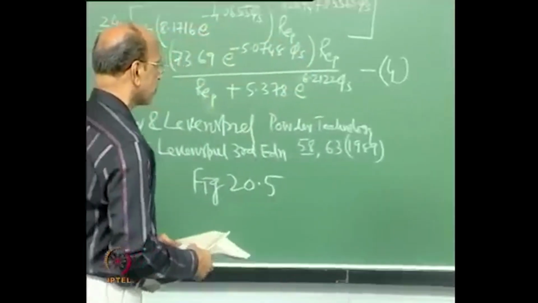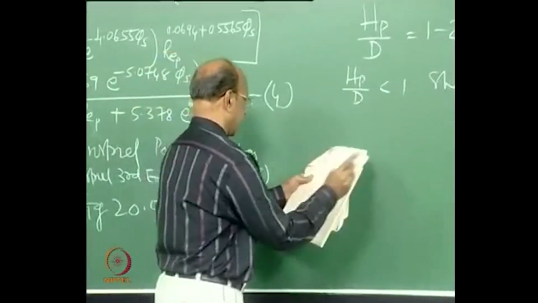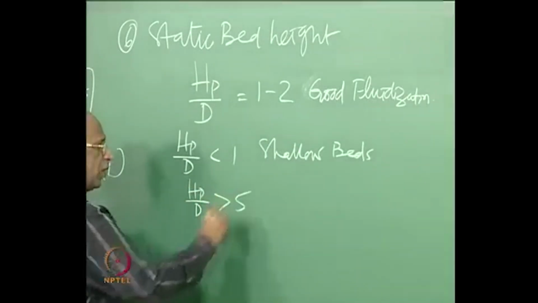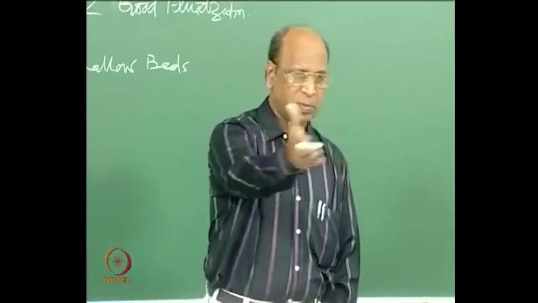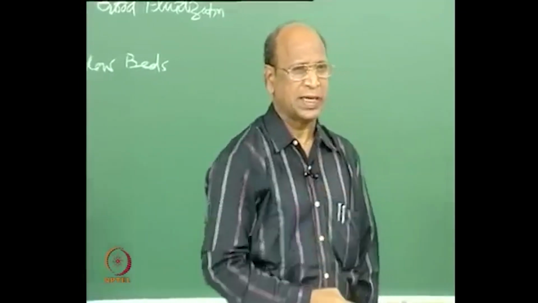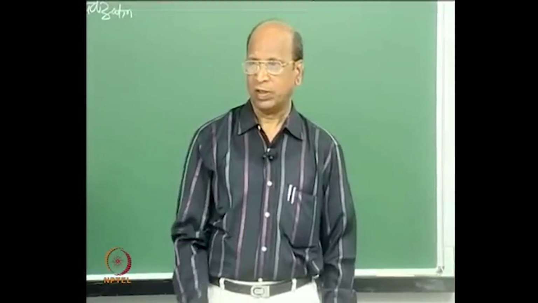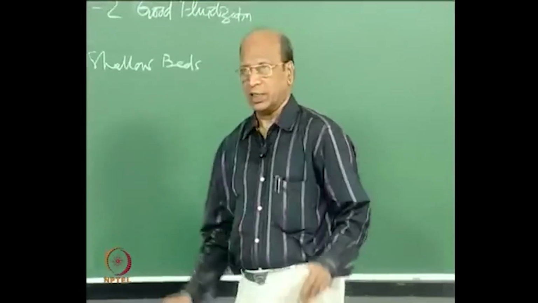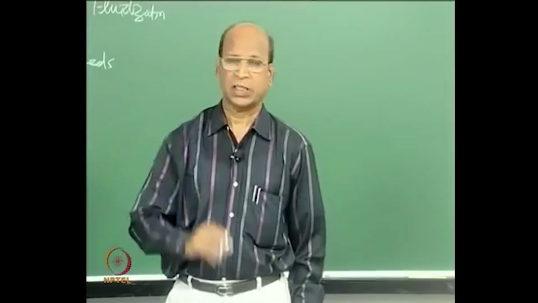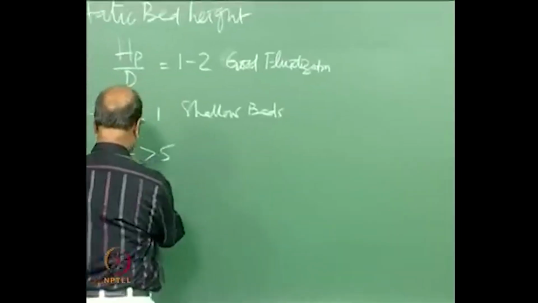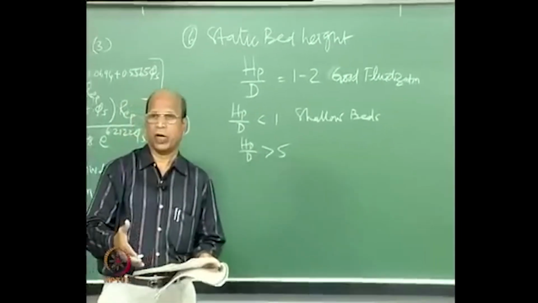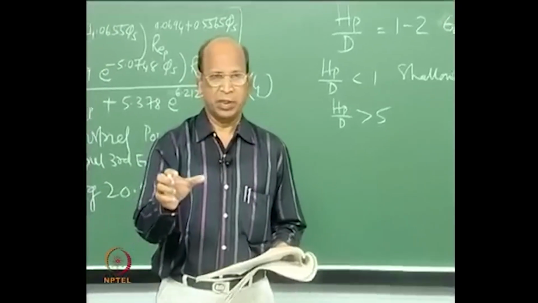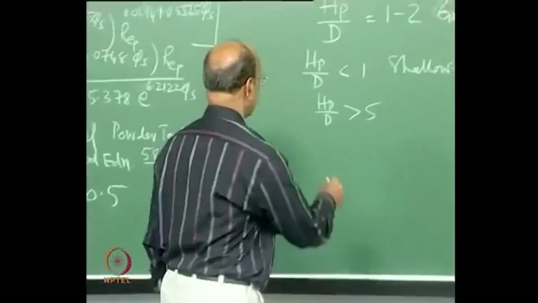Okay, good. So, this is the one. Another one is, of course, if Hp by d is greater than 5, what do you get? That means you have not seen at all; just look at what I told you two classes back, one narrow column and then slightly more, it is slugging. That means the bubbles are occupying the entire cross section of the bed: slugging. If the initial static bed height itself is 5, and generally when we say this condition, slugging means narrow cross section, then you get the slugging.